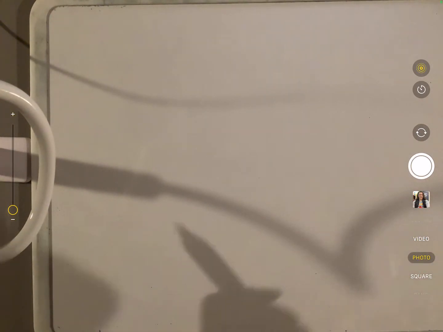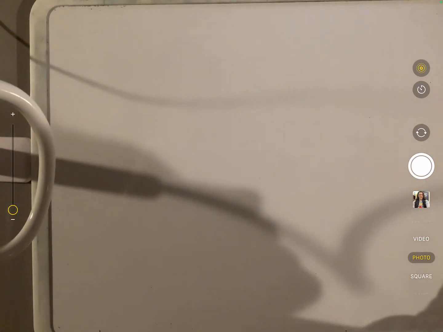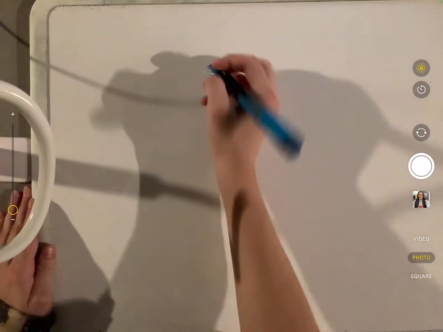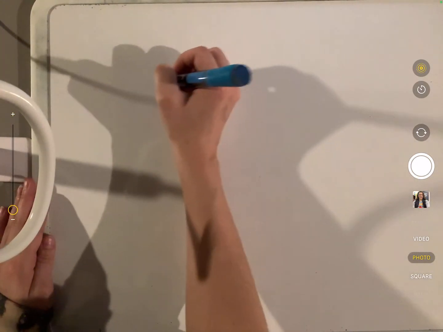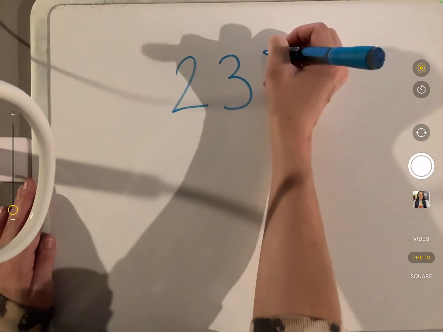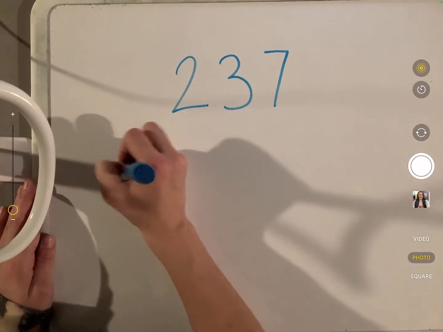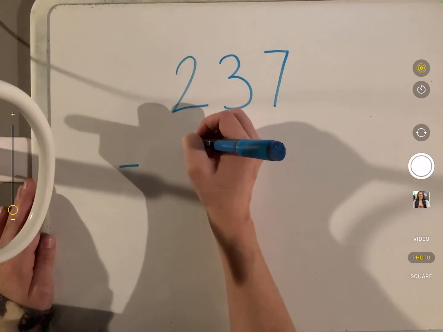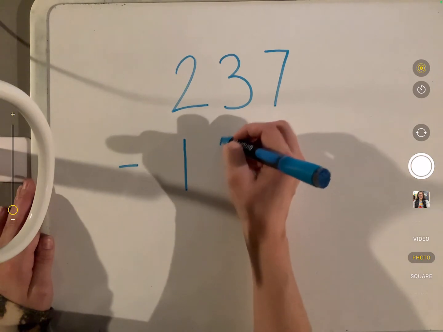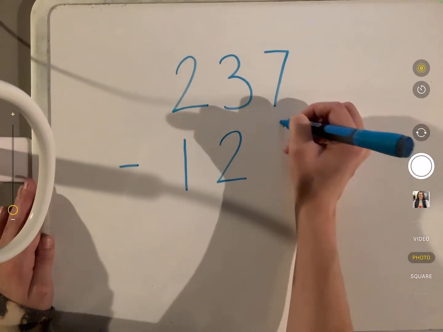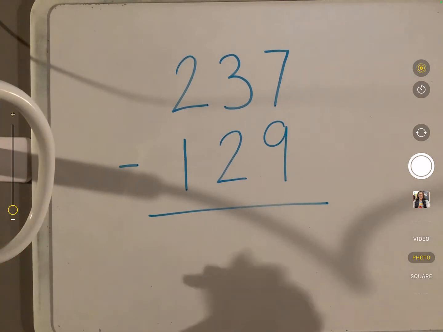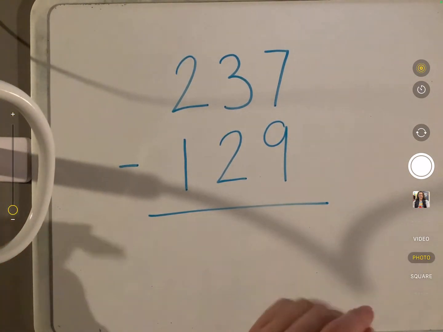So if I have, let's do 237 minus 129. All right, and let's use our cubes. Okay, so we might be stuck.